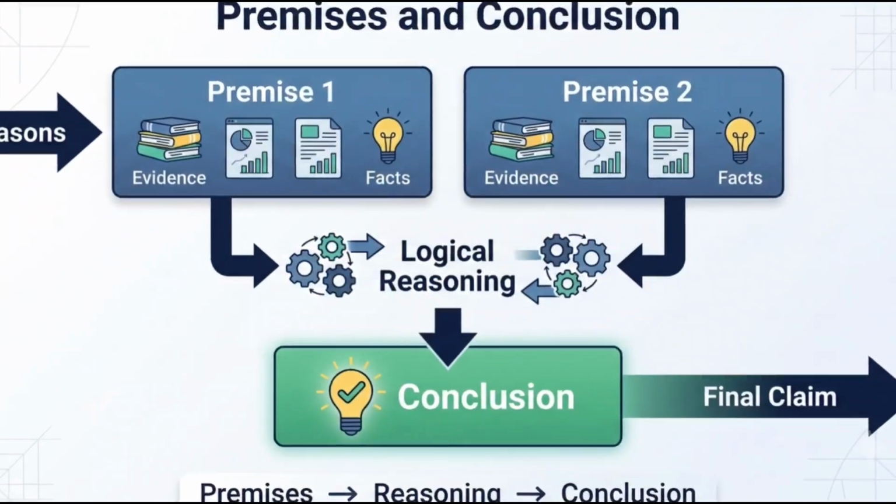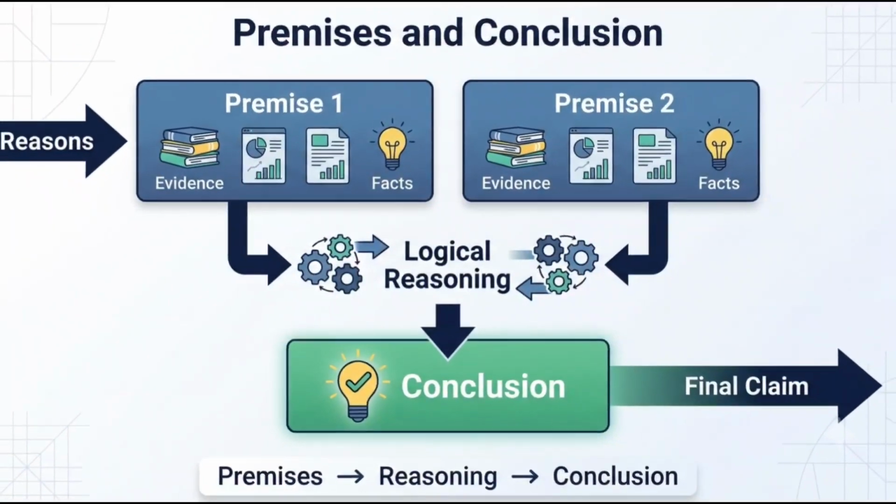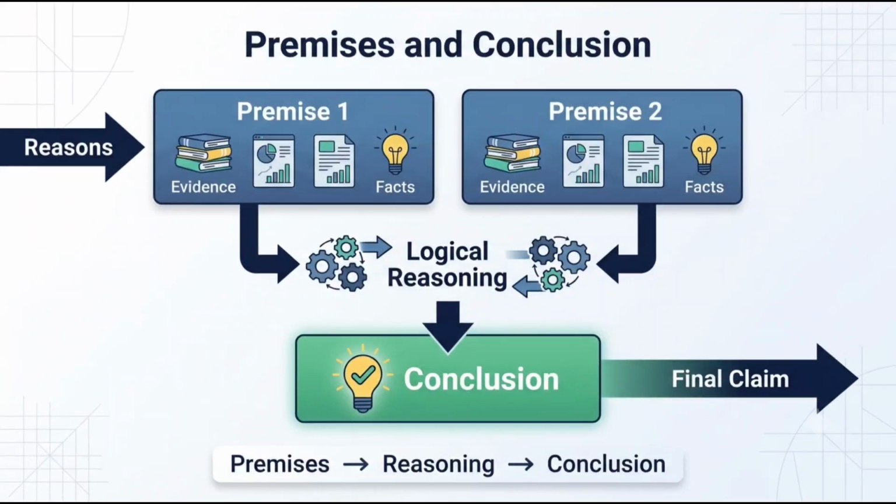Every logical argument has two main parts. The premises contain the evidence or reasons. The conclusion is the claim that follows from those reasons. We often identify the conclusion using words like therefore, thus, or hence.